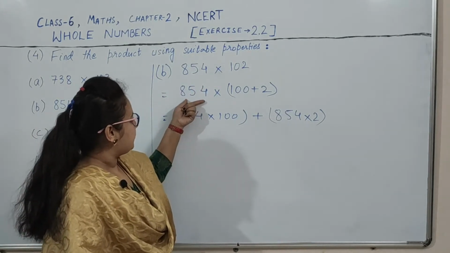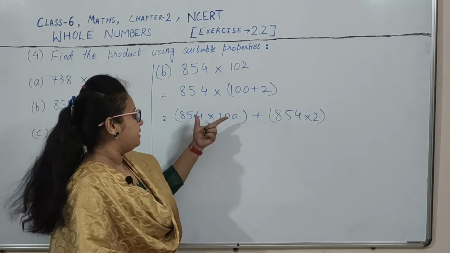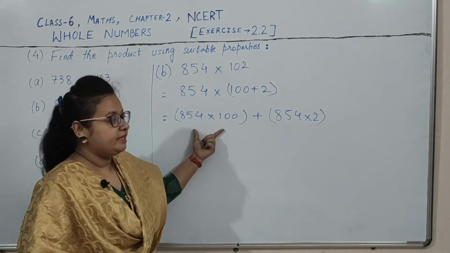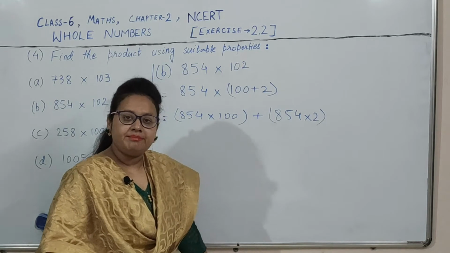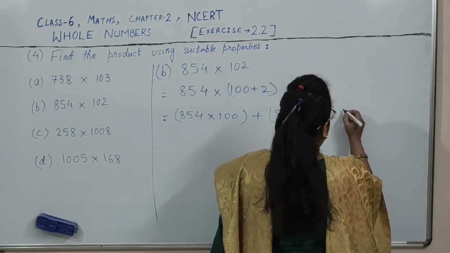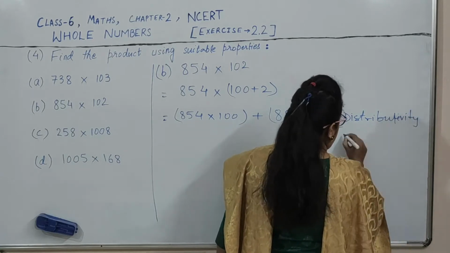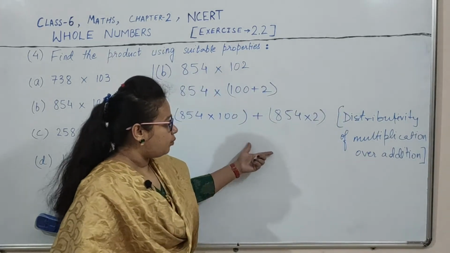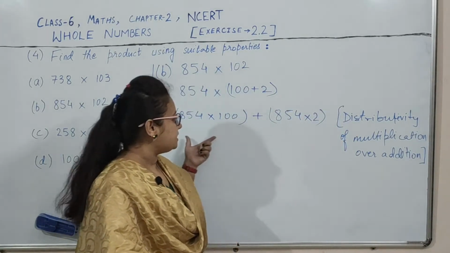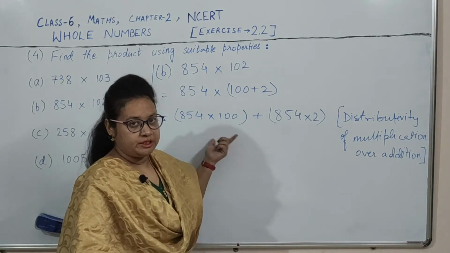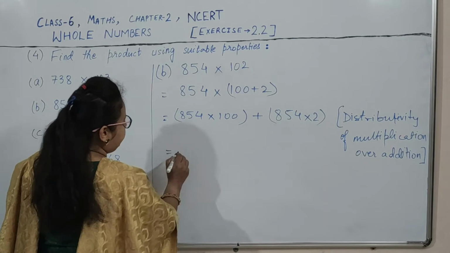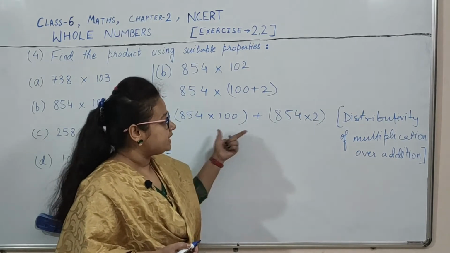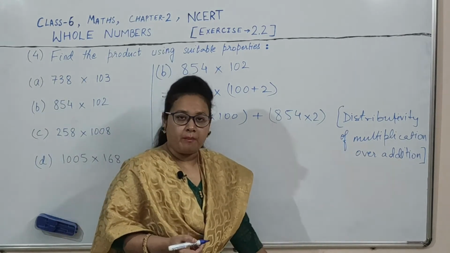See, this was the multiplication of this number and this number. We distributed this multiplication over addition. So we make use of distributivity of multiplication over addition, or simply you can say distributive property. We should write what property we are using, so that we will remember which properties we used. Whenever we use any property, we should write the name of that property.